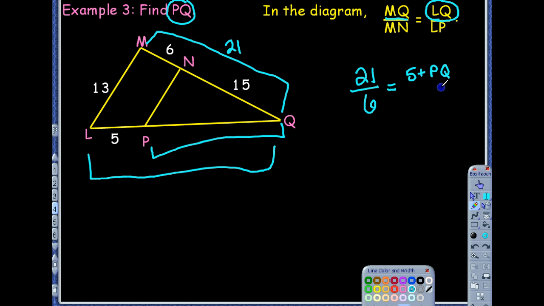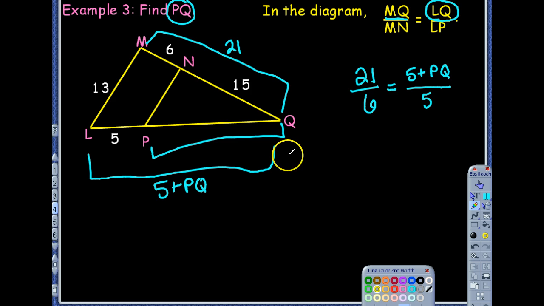Perfect. Okay. Why don't you label the picture kind of like you did on MQ as 21. Let's label it 5 plus PQ. That way everybody remembers where we're getting that. Absolutely. Over, and LP, which we know is 5. Right. Well, this is just solving a proportion. That seems so easy. Exactly.